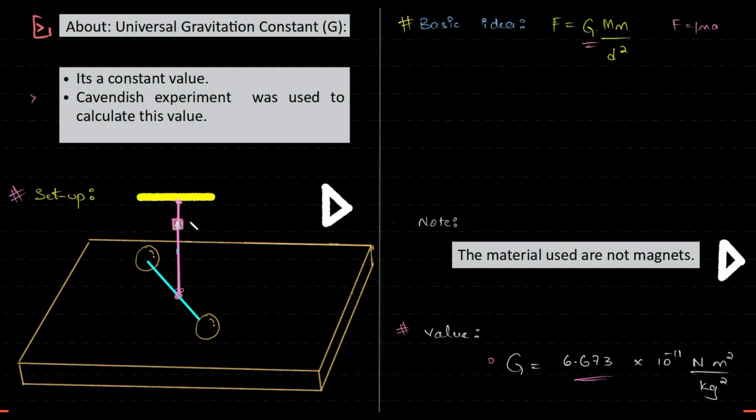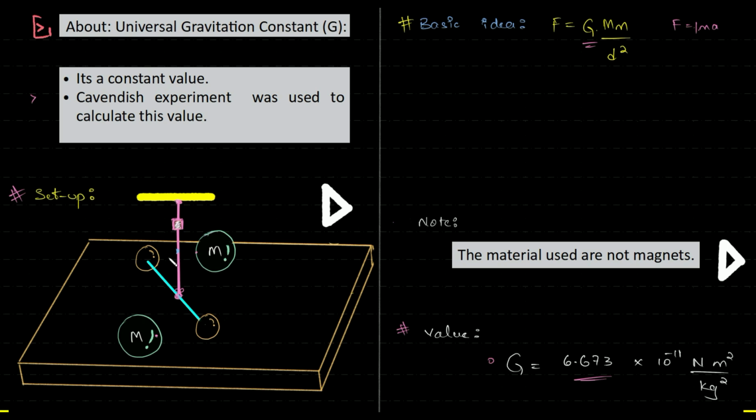How is the angle useful? All that I won't go into detail. I'm just trying to explain how the setup was. And attached at the other end of the thread was a stick, and at the ends of the stick were two lead balls. And what they did was they took up two spots at equal distance from these two lead balls, and at these two spots they kept another two lead balls. They were a bit bigger.